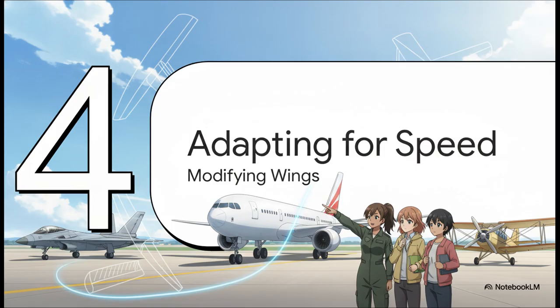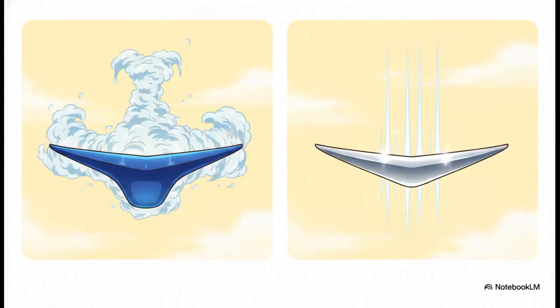Let's pivot to Section 4, Adapting Wings for Speed. We're going to explore how aircraft vary in their wing design depending entirely on the specific type of flight they're built for. This perfectly illustrates a major engineering dilemma. The absolute most efficient airfoil for producing the greatest amount of lift is one with a deeply concave or scooped-out lower surface.